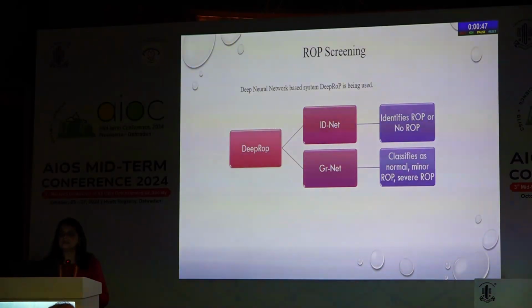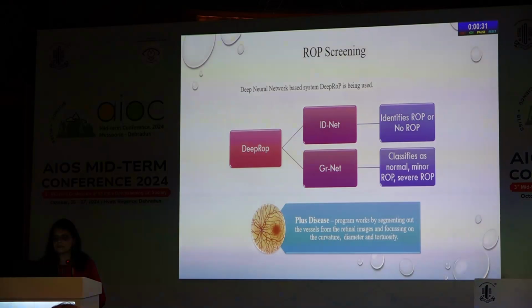So ROP screening is done with a deep ROP system. It has one ID net system and GR net. It identifies whether ROP is there or not, and ID net and GR net will tell us whether there is a minor ROP or a severe ROP. So plus disease is also found out with this ROP screening by AI.